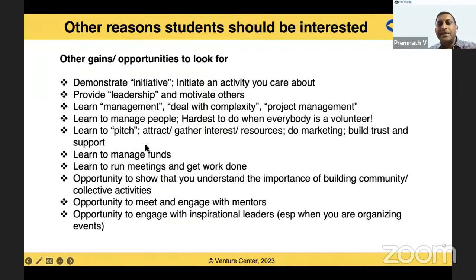Learn to pitch, attract, gather interest, people who have resources or collect resources, do marketing, build trust and support, learn to manage funds, learn to run meetings and get the work done.